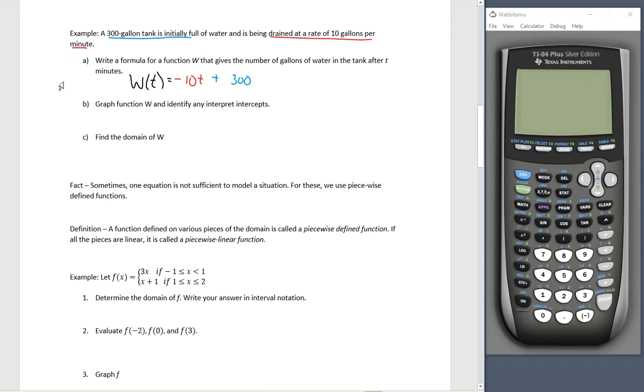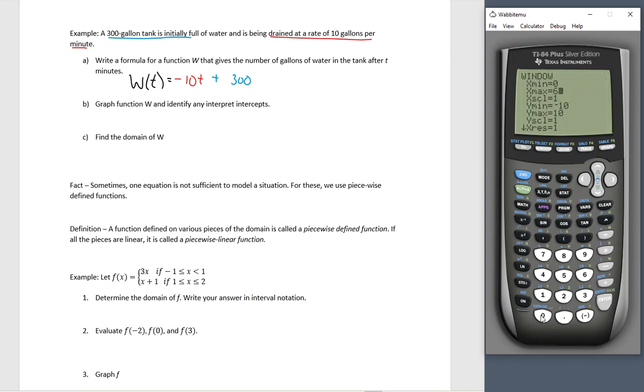That's all on me. Okay, graph the function W and identify any intercepts. Well, I'm going to use this calculator that we have right over here. I'm going to go to -10 in X variable because I'm on the calculator, plus 300. And when I graph this, I'm going to think about my window. I'm going to think about how long do I think it's going to take to get all this water down. Well, I know my time's not negative. So let's go, I don't know, 50 minutes. Let's see what happens after it.